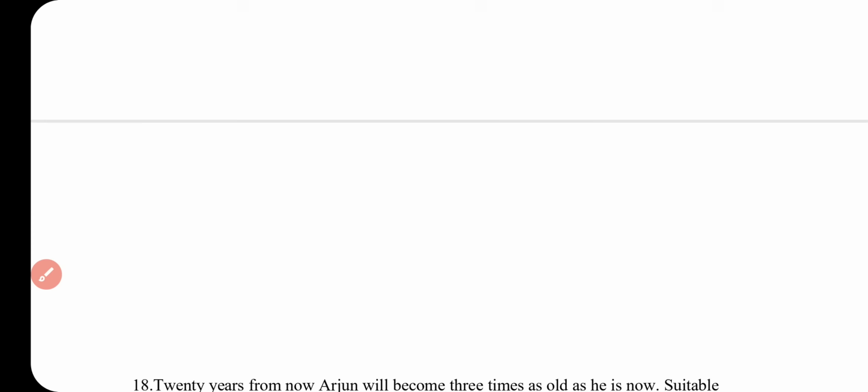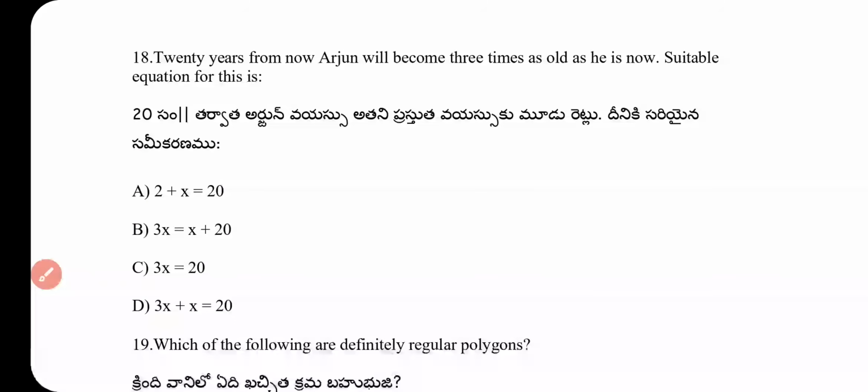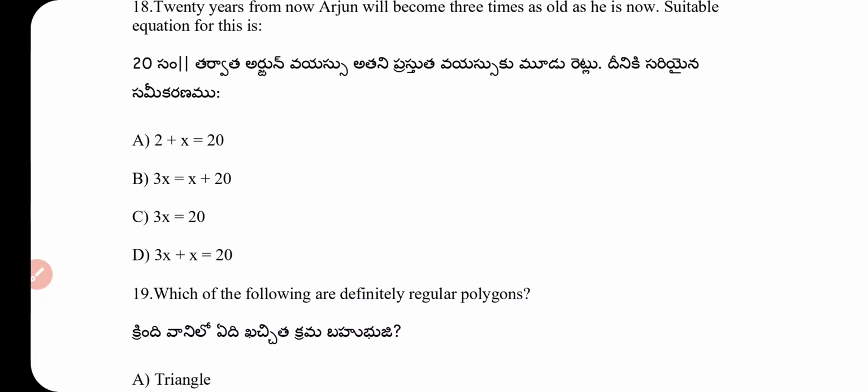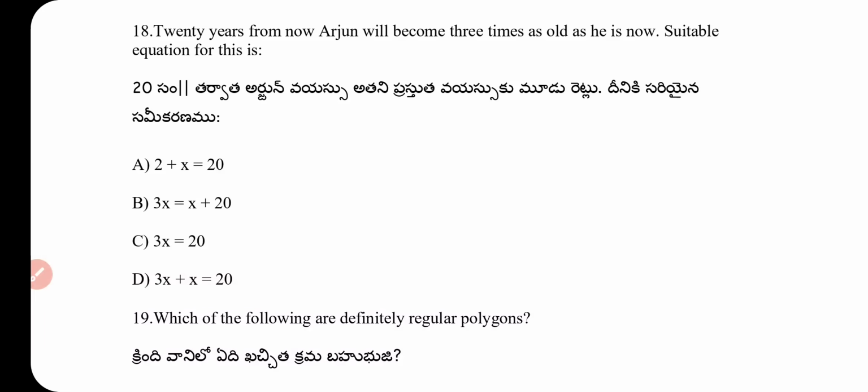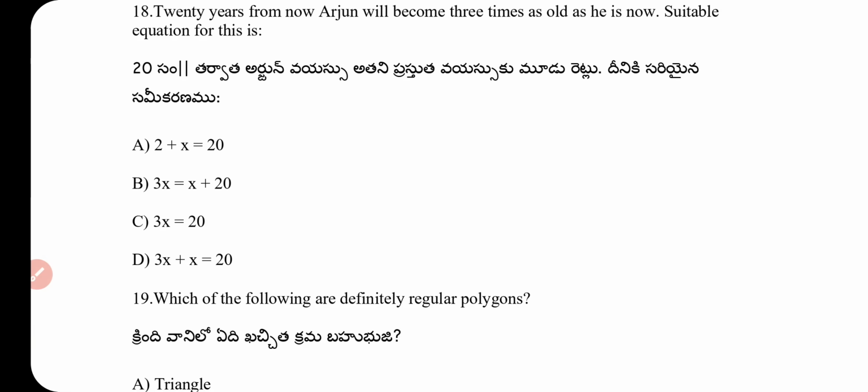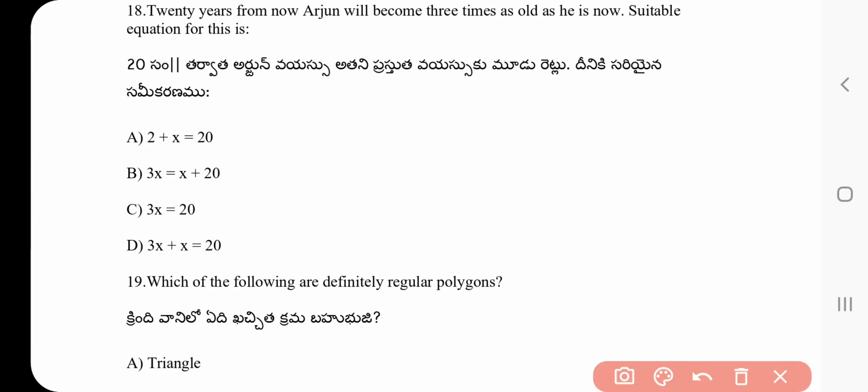Question number 18. 20 years from now, Arjun will become 3 times as old as he is now. A suitable equation for this is 3x equal to x plus 20. This is the right answer.